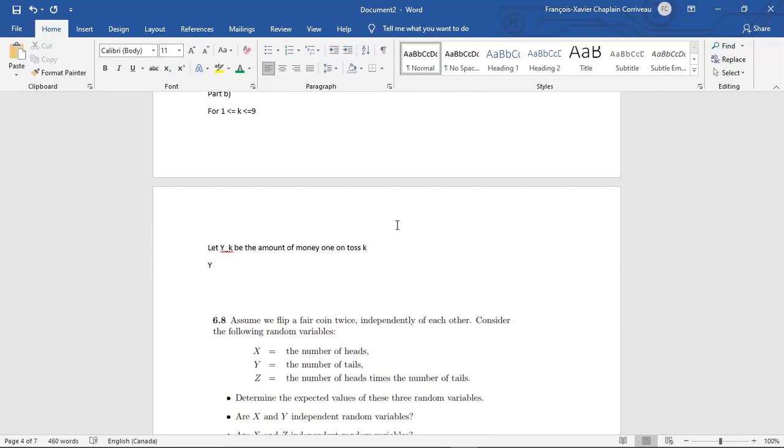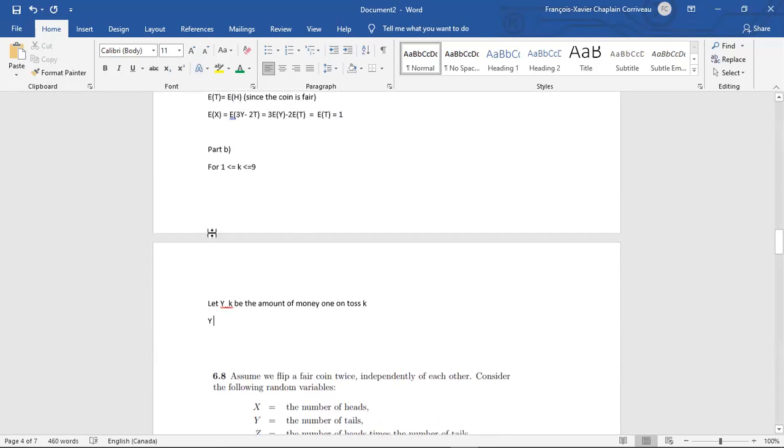So what is the relation between y and these random variables? The amount of money that I win in total is certainly equal to the sum of the monies that I win on each roll, so it's the sum of these yk's. Oh yes, I'm making several typos today. Thank you, another typo.